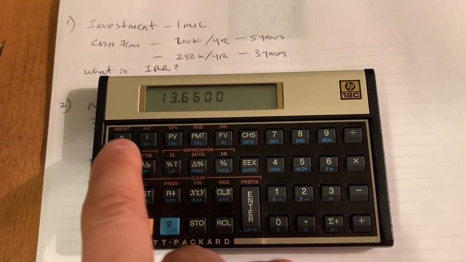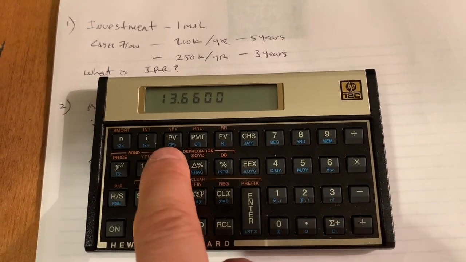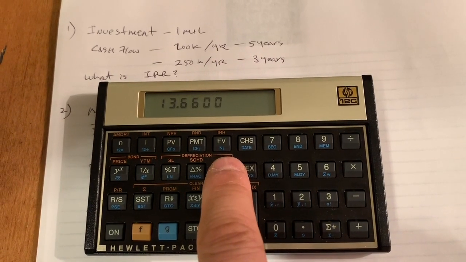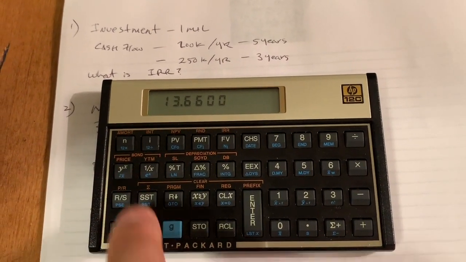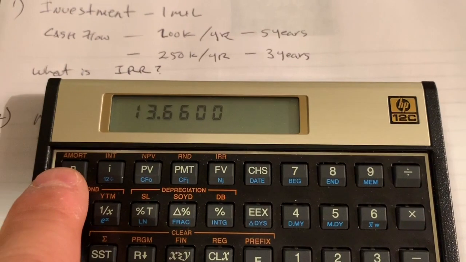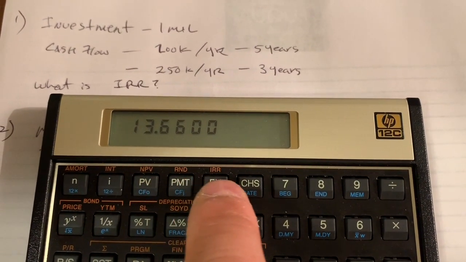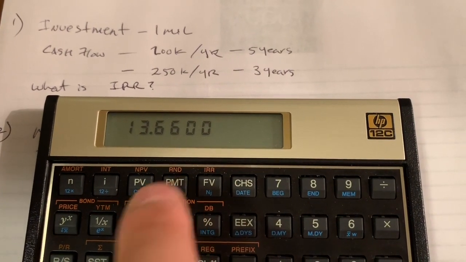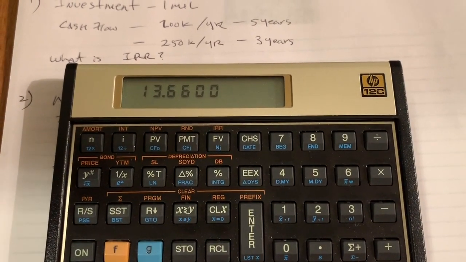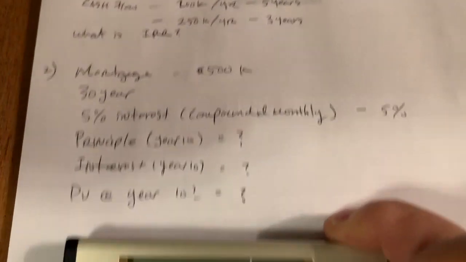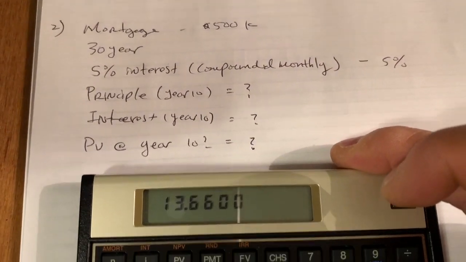The blue key is all the blue symbols on the bottom. There's a CFO, CFJ, and NJ. The yellow key is for the ones at the top where you have amortization, interest, net present value, internal rate of return, and so forth. And so hopefully that was easy. Let's go on to the second problem.